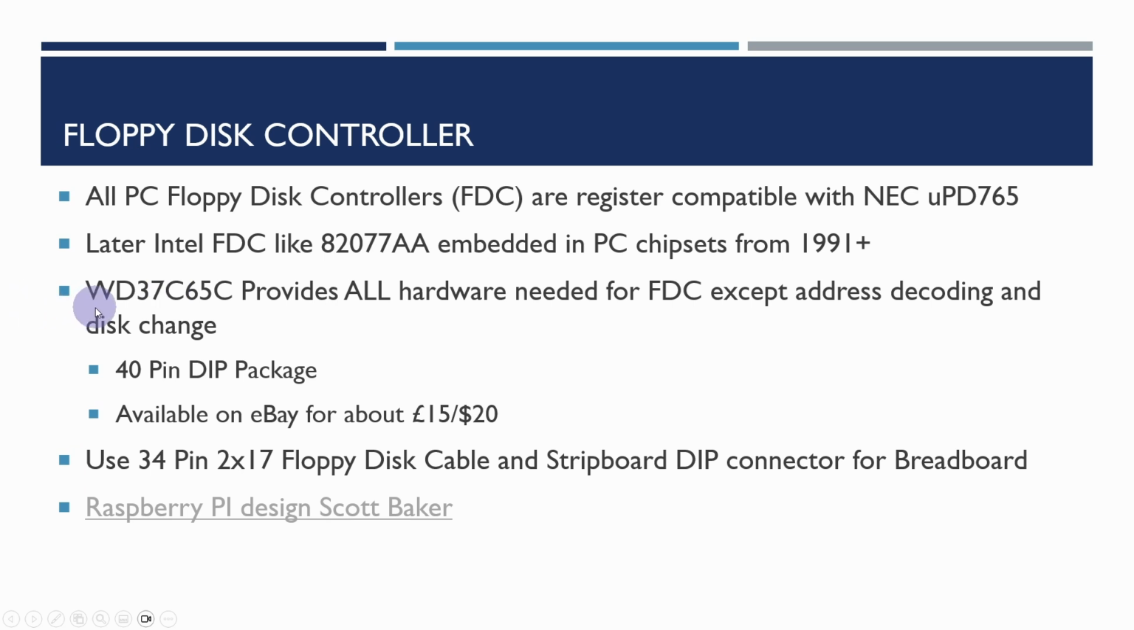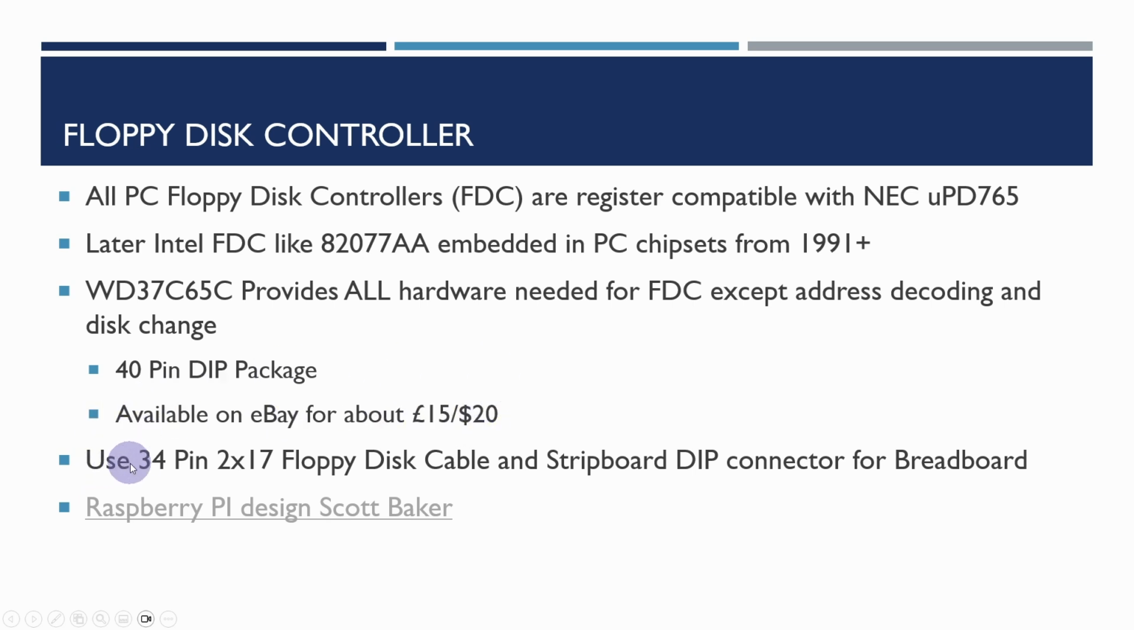When I was looking at a suitable design, I came across a Western Digital 37C65, and this provides all the hardware that was needed for the floppy disk controller, except for address decoding and one small issue around disk change detection. So the 4 pages of schematics that were in the original IBM PC floppy disk controller are all contained in this one chip. It's available in a 40-pin DIP package that's suitable for putting in breadboards, and I was able to get mine for about £15 or £16 on eBay. They're not available new, but you still can get these fairly easily on eBay.